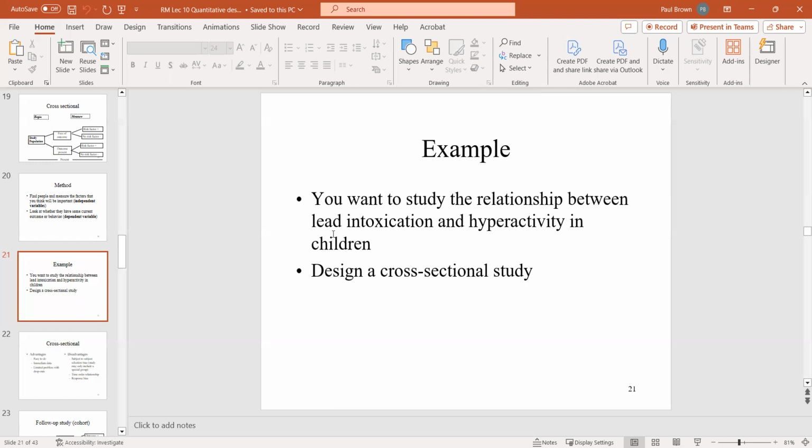But the idea is that you just survey everyone, all the kids, and then you're looking, how would you measure their hyperactivity? Yeah, I don't know how you measure hyperactivity. How would you figure out how to measure hyperactivity? Could you maybe look at previous studies? Yeah. You look to see if there's some type of hyperactivity scale that you can get to measure hyperactivity. How would you measure lead intake?